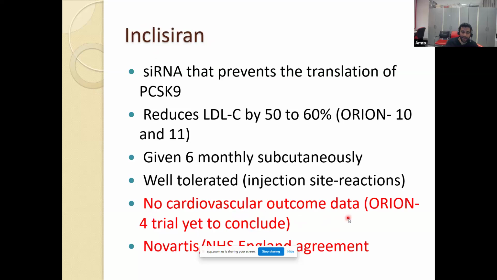That's only going to come about in 2027 when they publish the data. But if you've learned anything from these slides today, what we talked about was the LDL hypothesis. If you're going to reduce LDL cholesterol by whatever means, that should lead to a reduction in cardiovascular events. So we fully expect that inclisiran will work. So you might ask, why are we giving patients inclisiran?